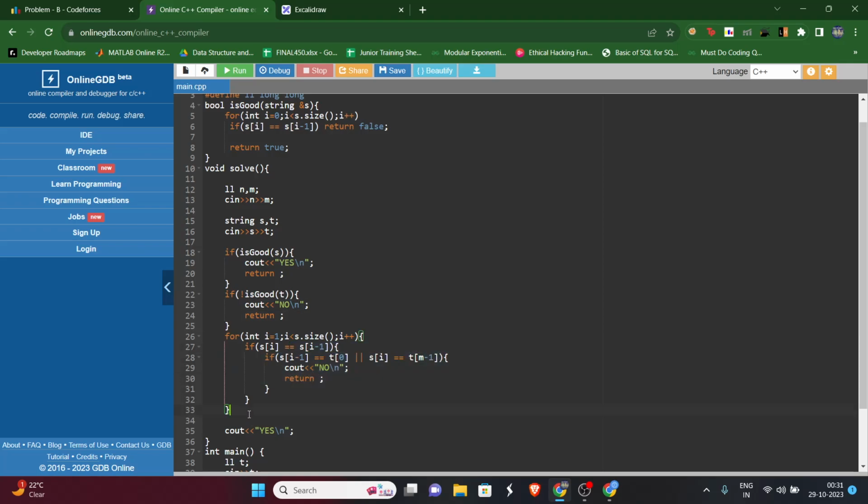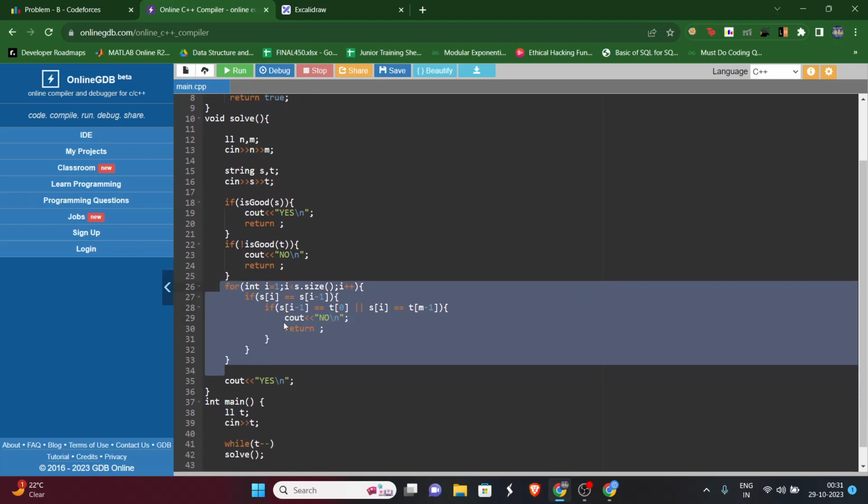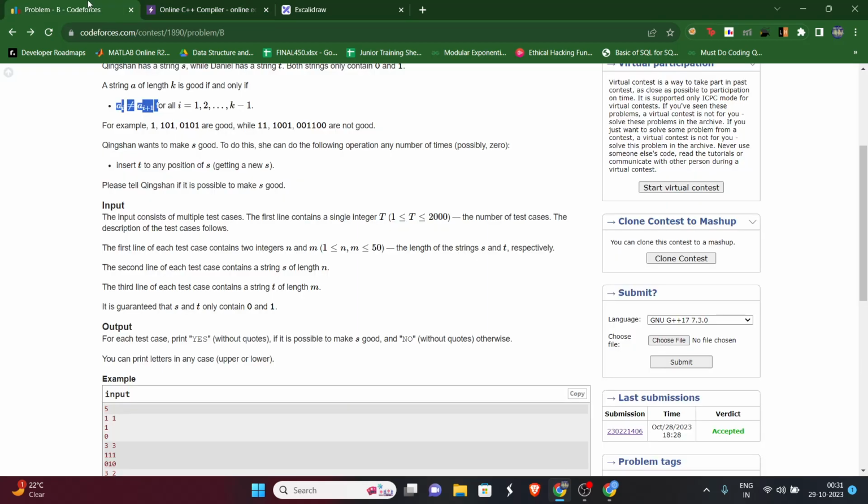Else, if this entire loop completes, that means we were able to convert the entire string into a good string, so we can finally print yes. Okay, so I have submitted this solution.